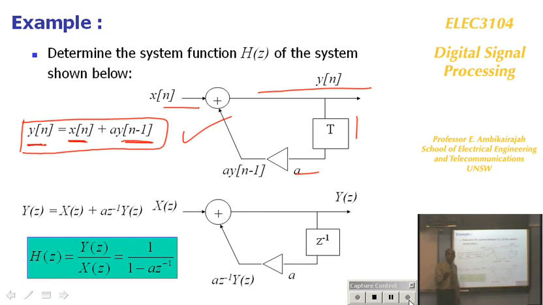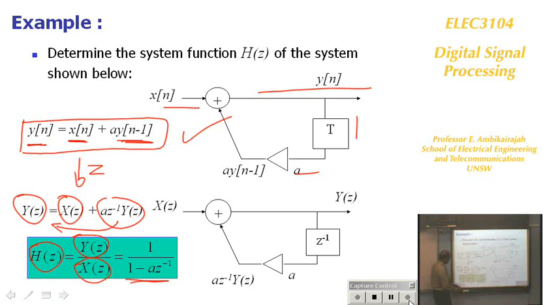Now you take the transform for this one. What would you get? Y(z) equals X(z) plus A z^-1 Y(z). Now move this to this side and take the transfer function. H(z) equals Y(z) divided by X(z) equals 1 over 1 minus A z^-1. Sometimes you are only given that. You don't need to find that at all. Sometimes you are given this and you have to find this, or don't need to find it, depends.